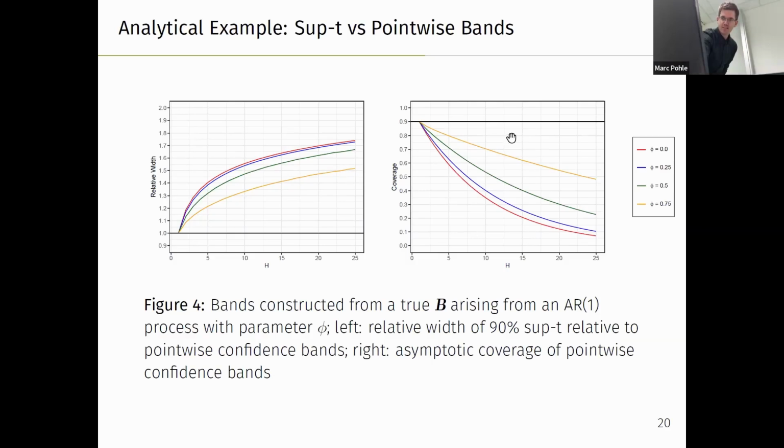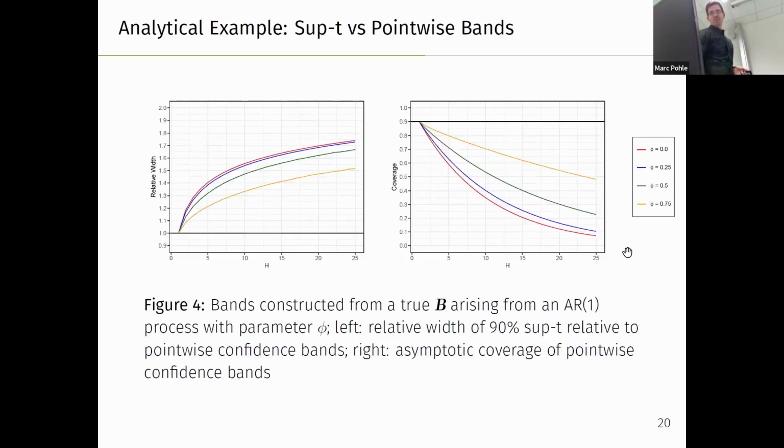Okay, and this is the other side of the coin. That's the coverage of the pointwise bands. So the sup-t bands always have asymptotic coverage of 90%. That's the black line. And with increasing length of the autocorrelation vector, of course, the coverage of the pointwise bands increases, so that they are not reliable. Since you don't know, this depends on the dependence structure, how bad the miscoverage is, but it's in general quite bad, of course.